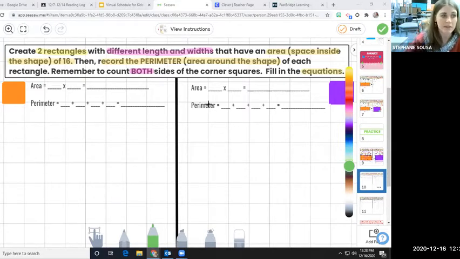Okay, this asks us to create 2 rectangles with different lengths and widths that have an area inside the shape of 16. So now we're going to be using 16 squares. Then we're going to record the perimeter, or the distance around the shape, of each rectangle, okay? Who has two numbers, two factors that multiply together to equal 16? What two numbers multiply together to equal 16?